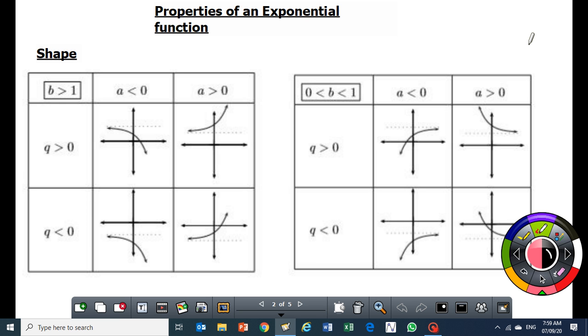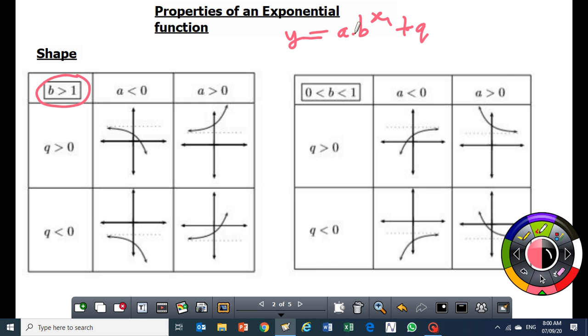But the b has two cases. This b can be greater than 1. Which b am I talking about? The function is y equal to a times b to the power of x plus q. Please, b can never be negative. It is a that can be negative. B can never be negative.